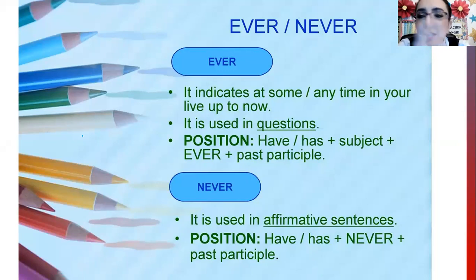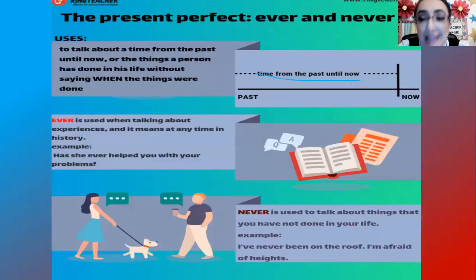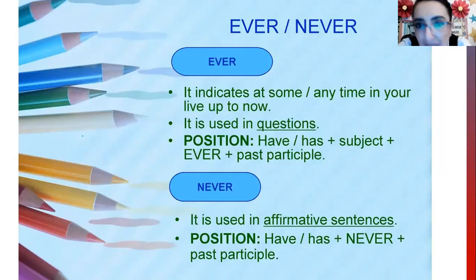First the verb, your subject, your ever, and your past participle, ¿ok? Como te dije, se utiliza sobre todo en el presente perfecto. Te indica en algún momento de tu vida hasta el momento, en cualquier momento de tu vida hasta ahorita, y lo vas a utilizar en preguntas, ¿sale? Solamente vas a usar ever cuando digas never ever, ¿no? Cuando lo usas, después justamente del sujeto pones el ever y después el participio, ¿no? Ya sabemos que para la pregunta primero va el verbo have.